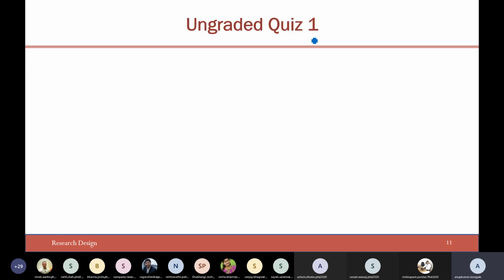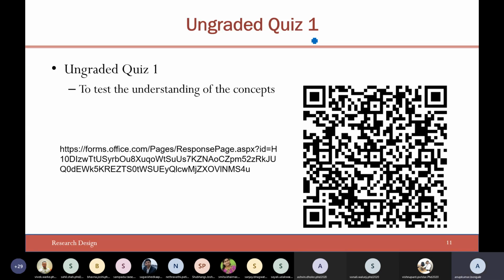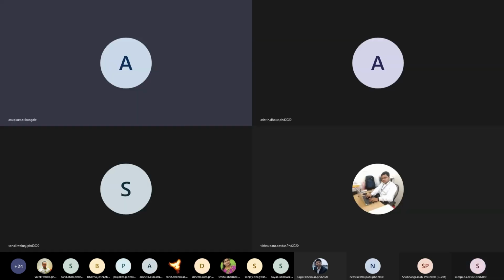Again, let's take a quiz for a minute, a fast quiz. This is an ungraded quiz. I have kept it just at the intermediary of the session. If you can scan it, that is fine, or else let me put the same thing in your chat window. Let me see how many of you are able to answer. Questions are quite straightforward. Let me stop the sharing.